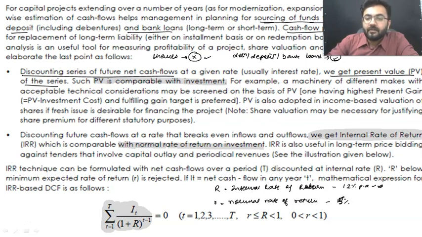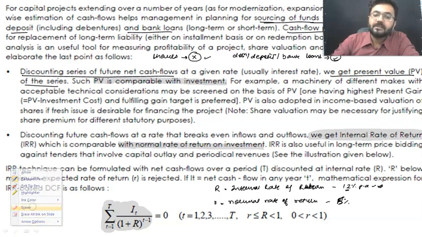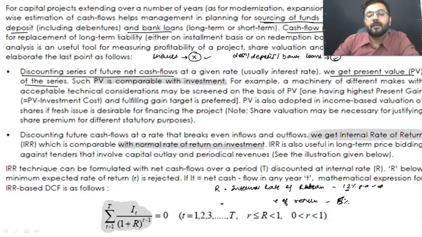But if the normal rate of return is 15% and you are giving me 12%, why should I invest with you? I'm not going to invest with you, because normally the rate of return available in the market is much higher than the internal rate of return.